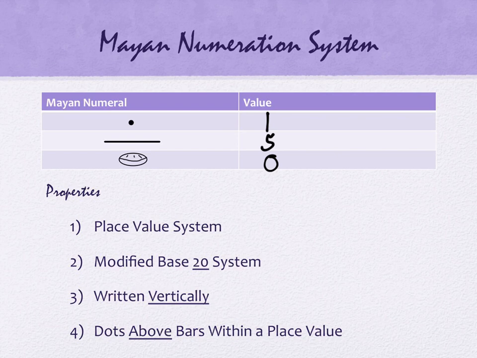Modified base 10 system. Okay, well, what is about the modified part? I'll come back to the modified part. It's not exactly base 20, but it's a modified base 20. They also have a vertical system.